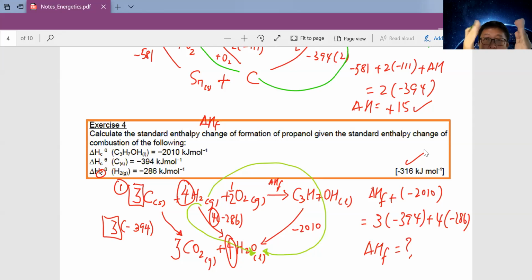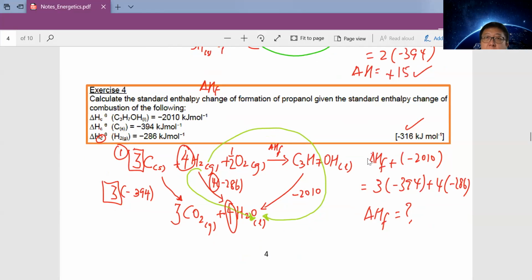Also, you must know how to churn out the whole cycle without having to write all the equations out for all these enthalpies. You must train your mind to see them. Train your mind to see them, then you'll be very fast.